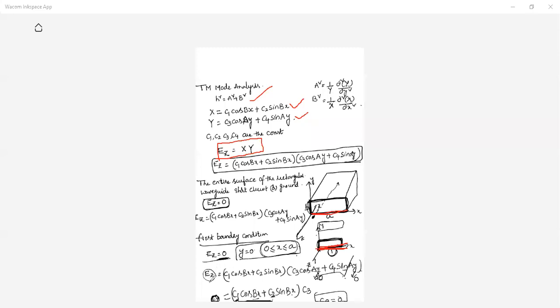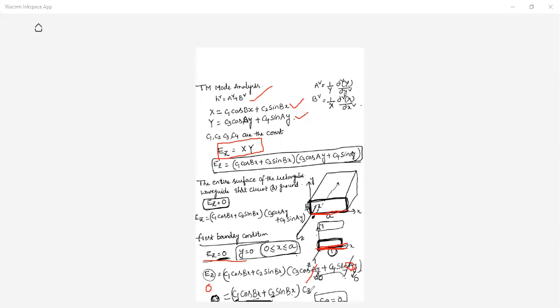Now in this expression, Ez is equal to 0, Y is equal to 0. If you substitute, cos 0 becomes 1, but sine 0 becomes 0. So what is the ultimate thing we are going to get? C1 cos bx plus C2 sine bx into C3 is equal to Ez. At this condition, Ez is equal to 0. So which term becomes 0? C1 doesn't become 0, C2 doesn't become 0, C3 becomes 0.